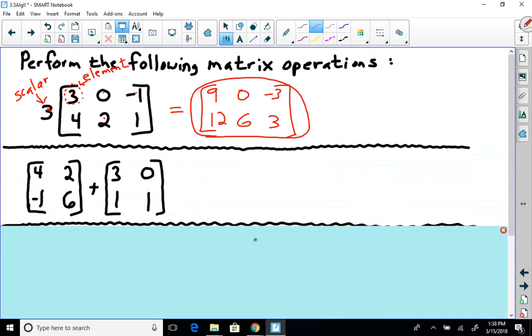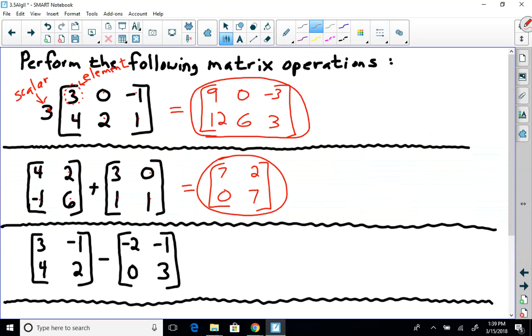Next, let's look at how you might add two matrices. Adding is also very much common sense. To add two matrices, you would simply add corresponding elements. In other words, the top left number in the first one would be added to the top left number in the second one, so on and so forth. So 4 plus 3, 2 plus 0, negative 1 plus 1, 6 plus 1. To add two matrices, add corresponding elements. Very much common sense.